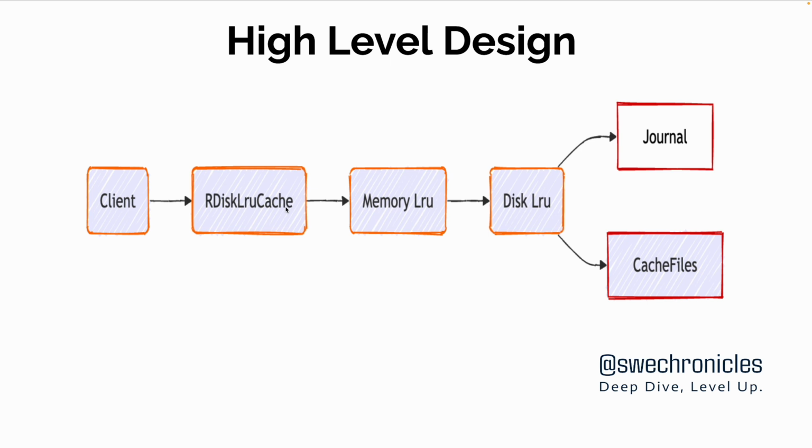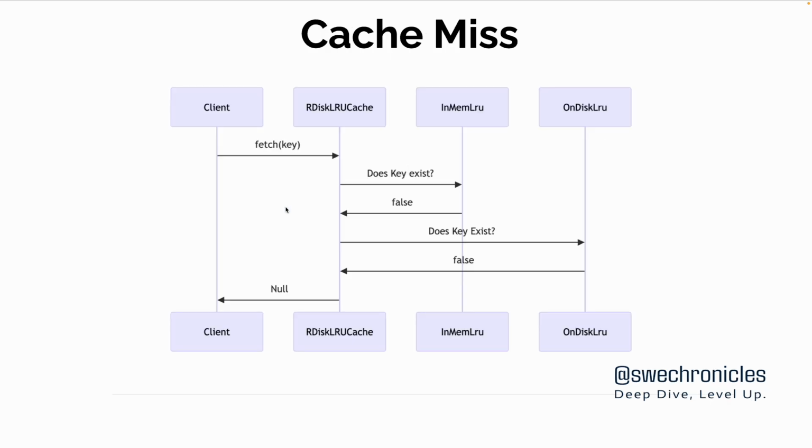So the general flow will be the client requesting some data that is stored in the cache. Our DiskLRU cache will first check the memory LRU to see if the data is present. If it is, it will return those bytes. If not, it's going to ask the DiskLRU to load the data from the disk. And the DiskLRU, once it returns the bytes, that will be loaded into the memory LRU and will return back to the client.